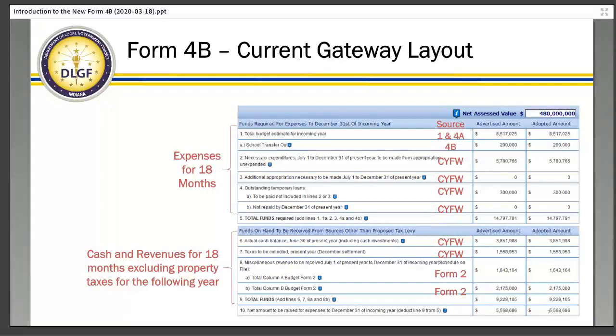Line 9 sums all your revenue sources together to figure out how much revenue you have. In this particular example, we're looking at a unit that is planning on spending $14.7 million, as represented by line 5, against revenues of $9.2 million, as represented on line 9. This tells the department that in order to fund this budget, they are going to need to raise at least $5.5 million. And that's the amount that we're seeing on line 10.